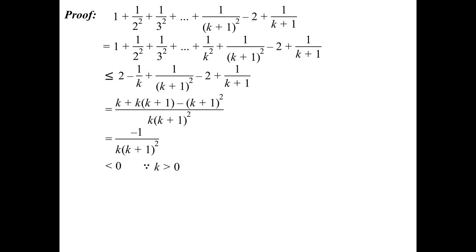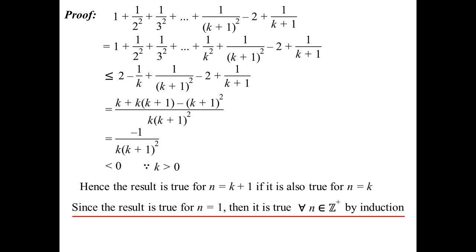The reason I know that is because k is greater than 0. That's a key point there why I can say that. I mean, the (k plus 1) squared being greater than 0, that's obvious. But I probably need to note that I can do this because k is greater than 0. Hence the result's true, etc., etc., etc.